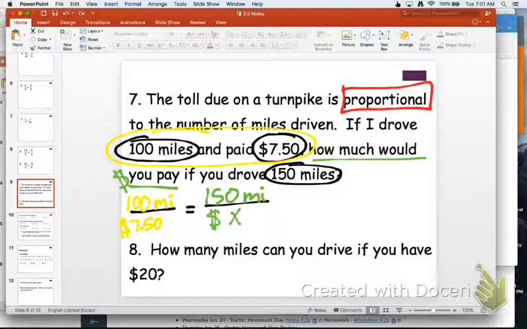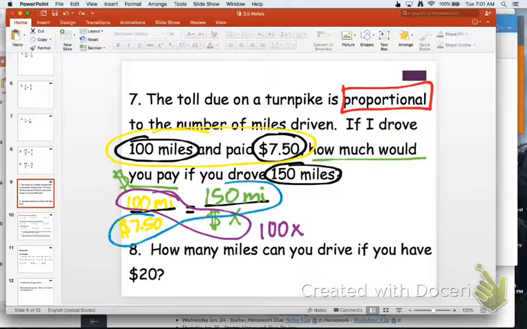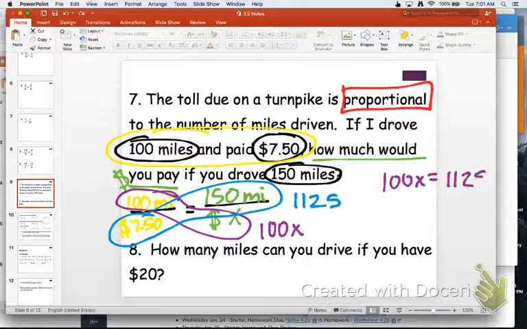So now I'm going to cross product. So here I have 100x, and here I have 150 times 7.50, and that's 1,125. So I set those equal to each other. Again, I like to write my x first, so 100x equals 1125. So divide by 100. So these are just the same steps that we have been doing.